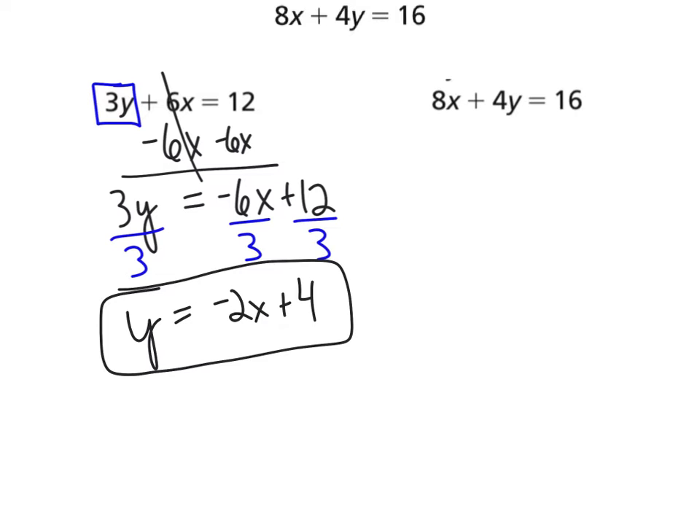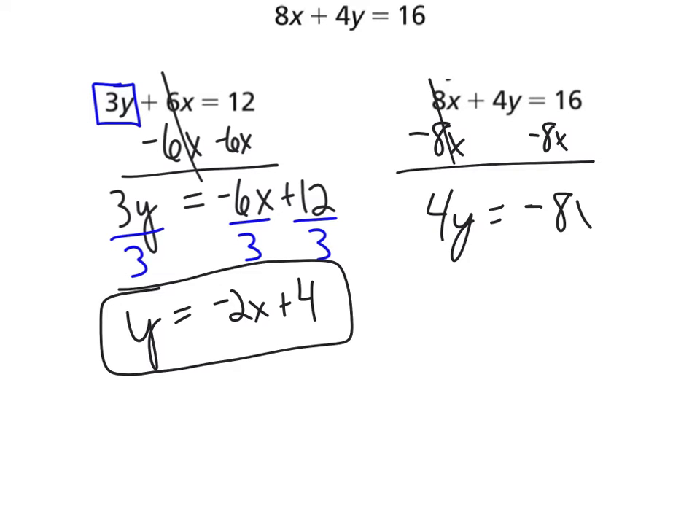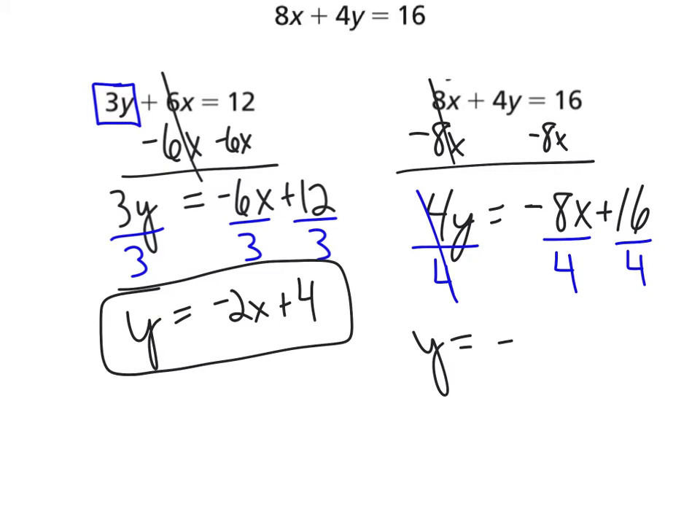Second equation, we're going to do something similar. Again, first we're trying to get that y term by itself. They've got an 8x, a positive 8x. So we can subtract 8x on both sides of the equation. And again, I'm going to squeeze that in front of the 16. So at this point, we have 4y. To get y, we have to divide everything by 4. And that would be y equals negative 2x plus 4.